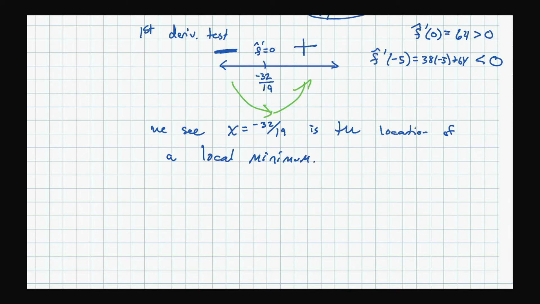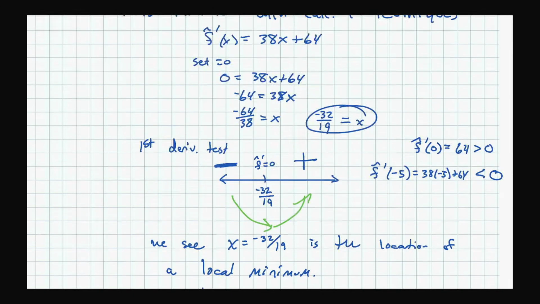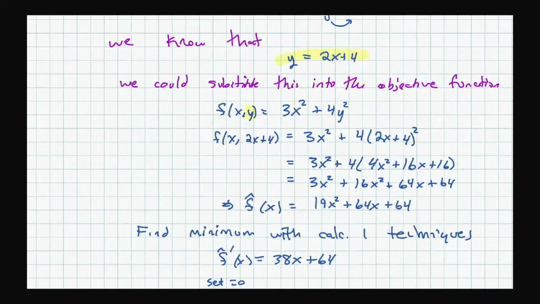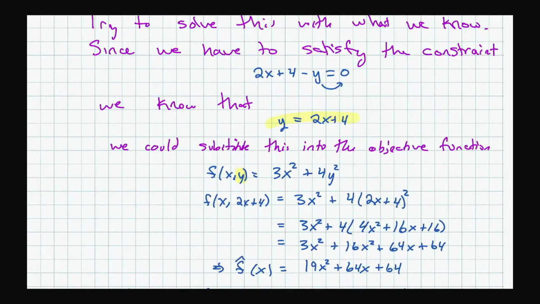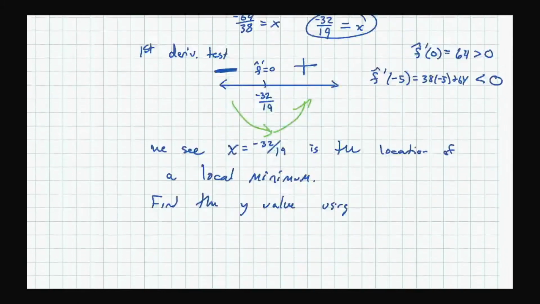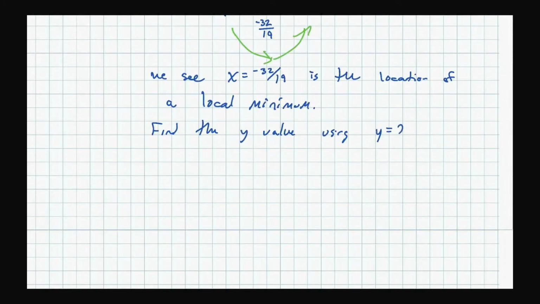Okay, so you get that. And then to get the corresponding y value, find the y value using, how would you find the y value? Well, you got the constraint equation somewhere, right? It's highlighted right here. Y has to be 2x plus 4. So the y is 2 times x plus 4.